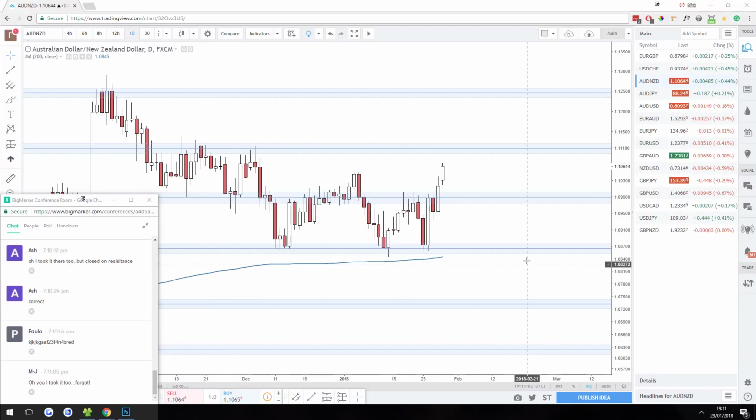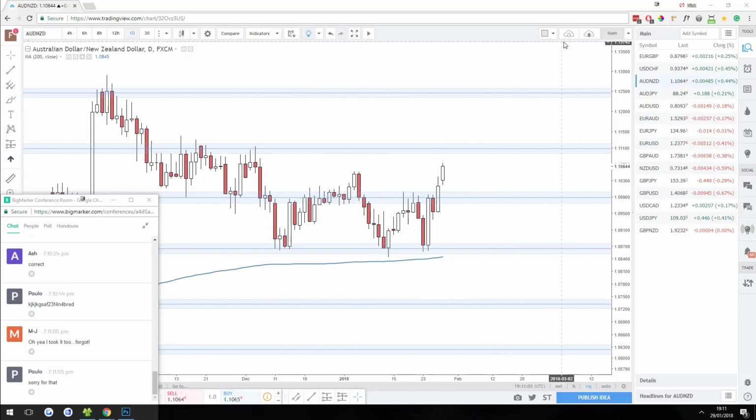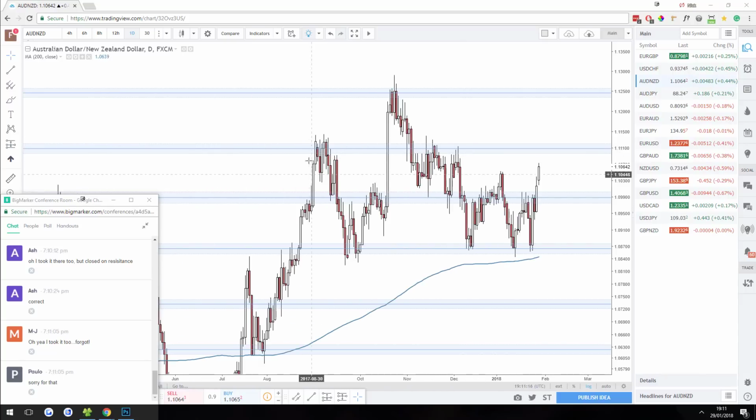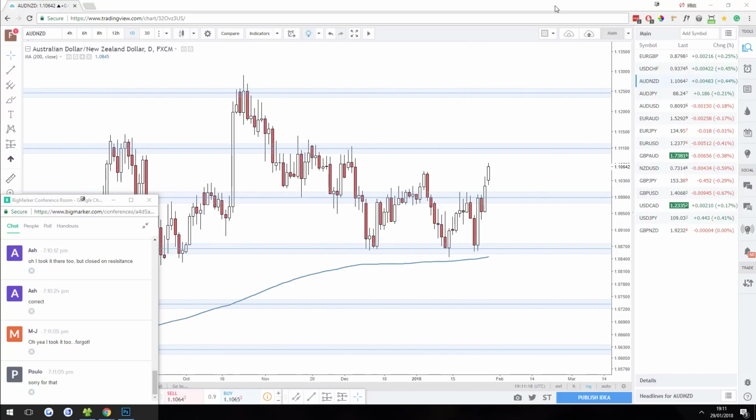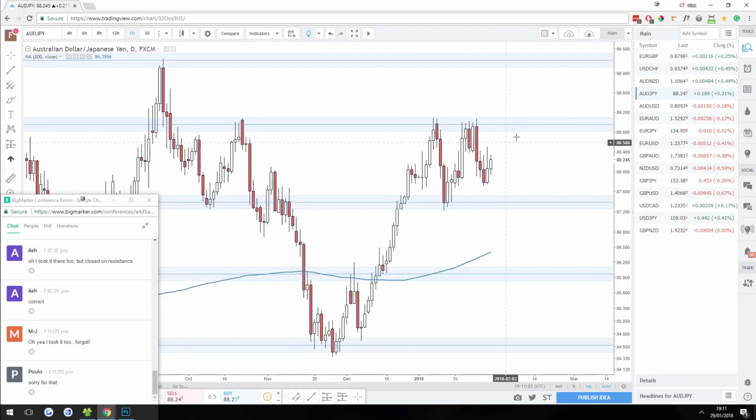Anyway, so yeah, AUD New Zealand, pretty cool, but right now, nothing much is happening. I mean, it's headed up to this resistance area, the 1.1110. Might be a good resistance area. It looks kind of good, actually. So let's see what happens when it hits that resistance area. But right now there's not that much to do with it.